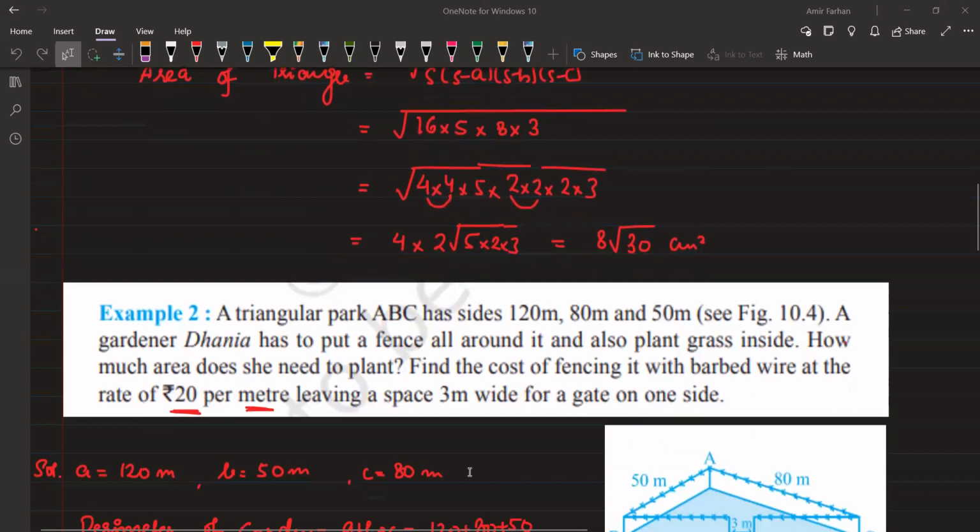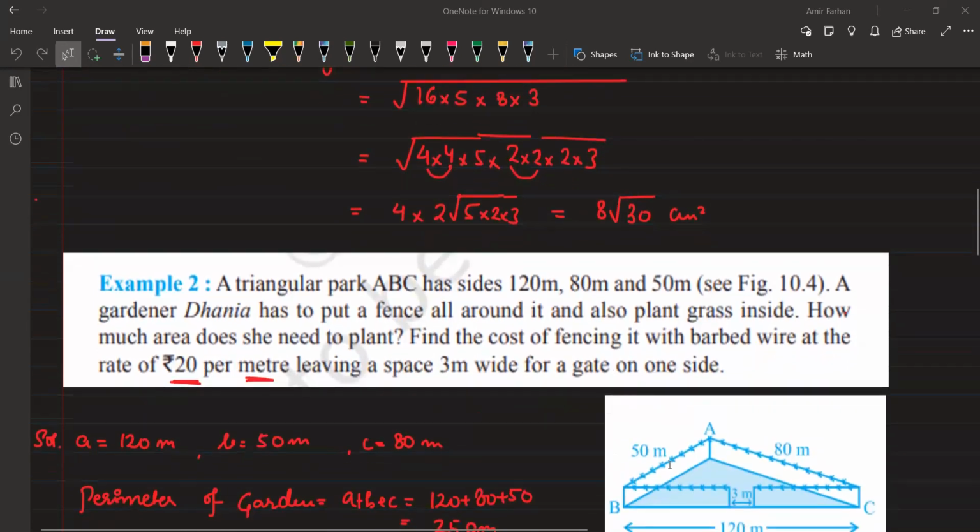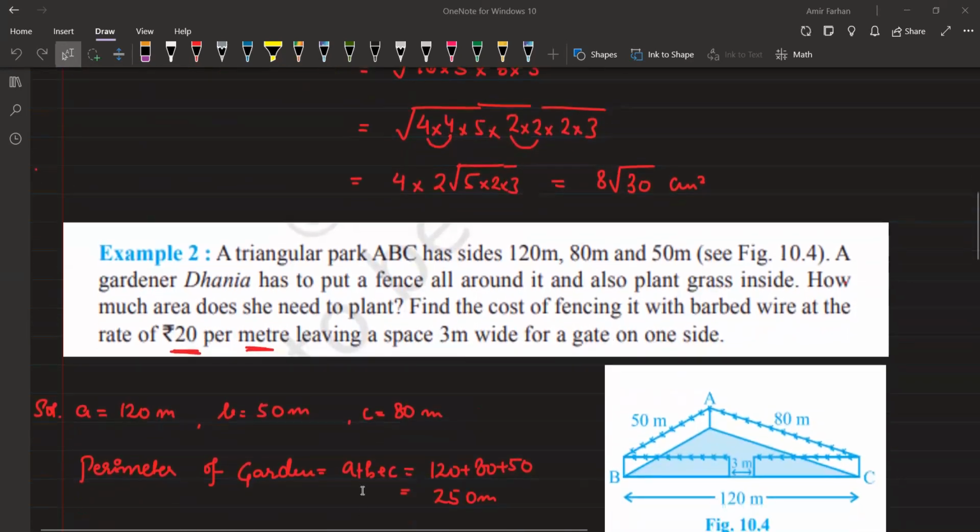So you have got this type of triangular garden. Let me check some other questions from the other book. Please do solve this question now. And this type of question can come in the case study type questions.